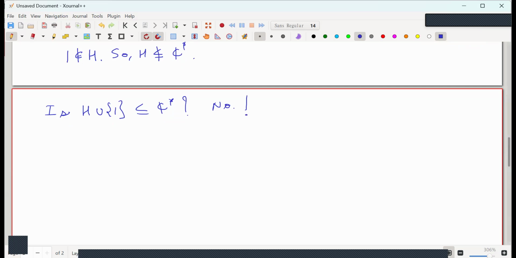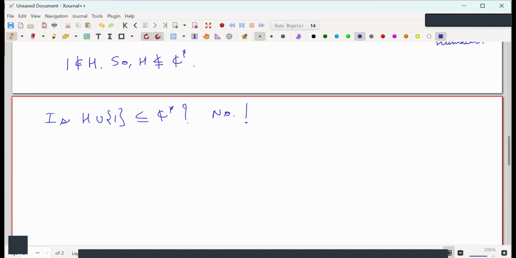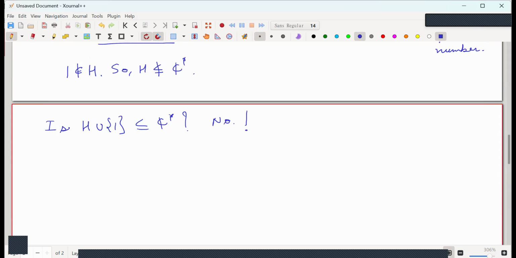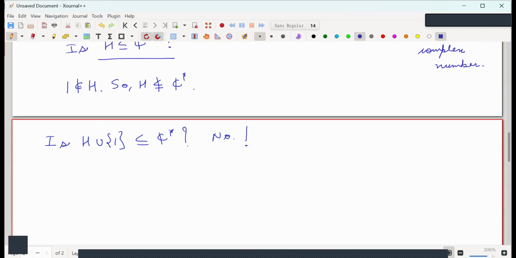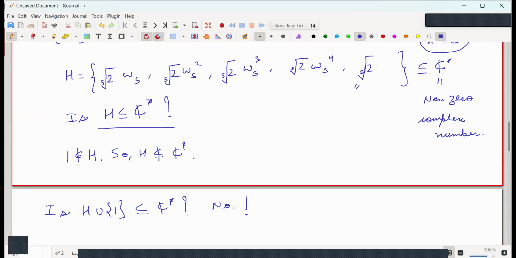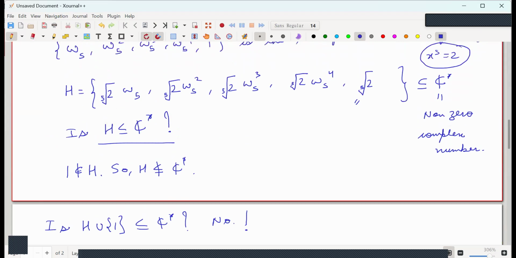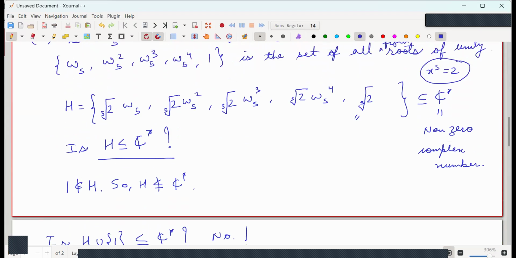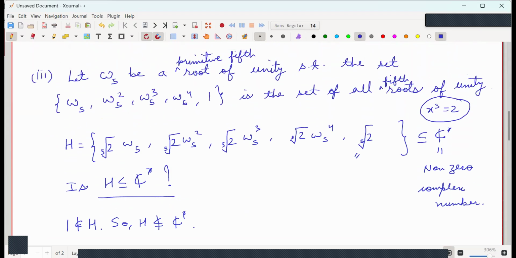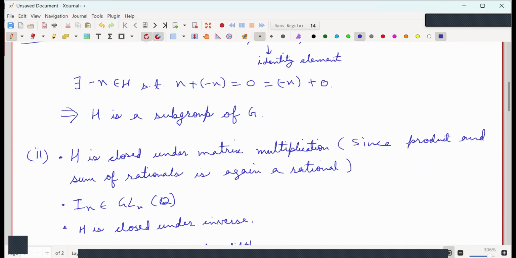This is such a bad subset that it satisfies no property of being a subgroup. Neither is the identity there, nor is it closed under multiplication, nor does it contain the inverse. So it's one of the very bad subsets of C star in terms of being a subgroup. Okay.